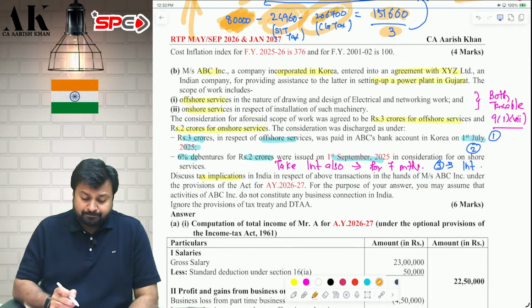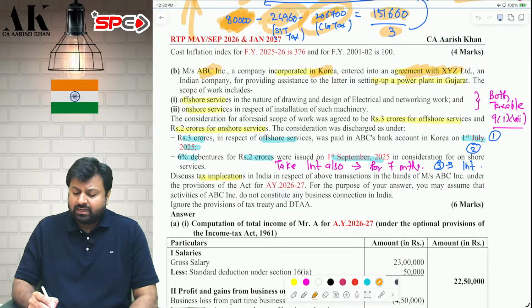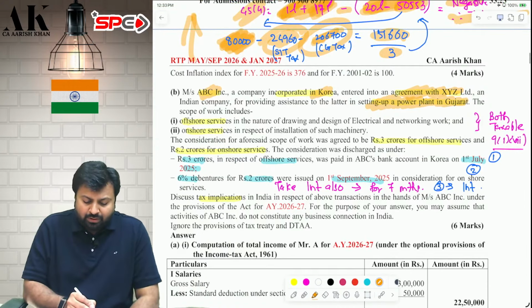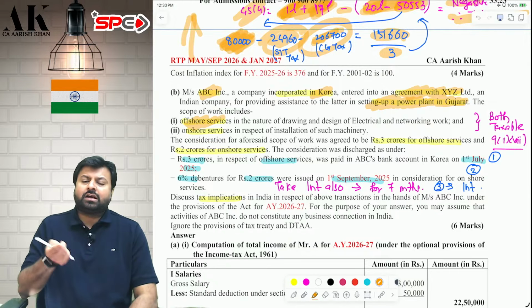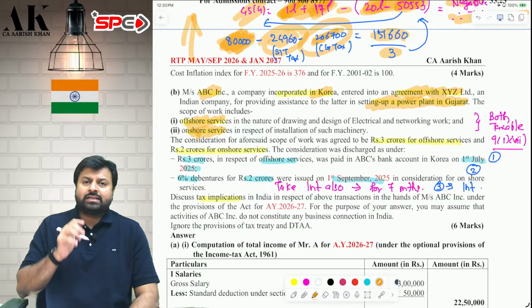Question number B. There is a foreign company, XYZ INC, which is in Korea, which is entering into an agreement with an Indian company, XYZ Limited, and they want to provide some services with respect to setting up of a power plant in Gujarat, India. Now, they are providing some offshore services. Are the offshore services taxable? Yes, taxable. They are also providing some onshore services. Onshore services are also taxable.